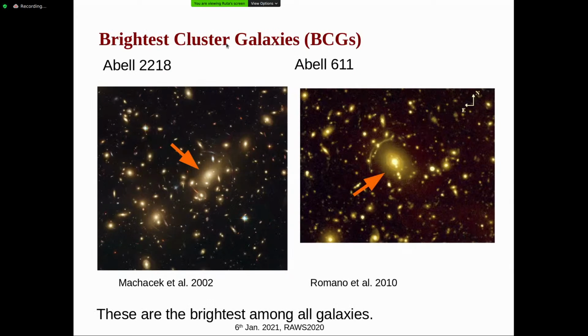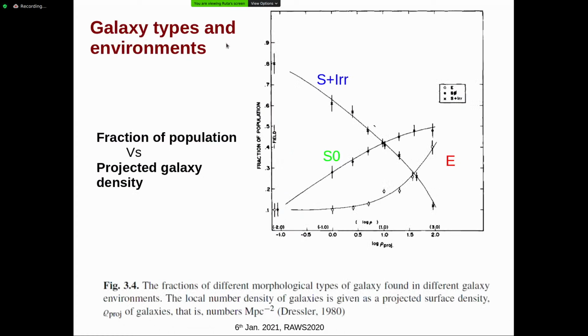In any galaxy cluster, what is very striking is the presence of a large brightest cluster galaxy residing at the center. These are called brightest cluster galaxies, and if you consider all the galaxies in the universe, the galaxies residing at the centers of galaxy clusters are the brightest among all galaxies.